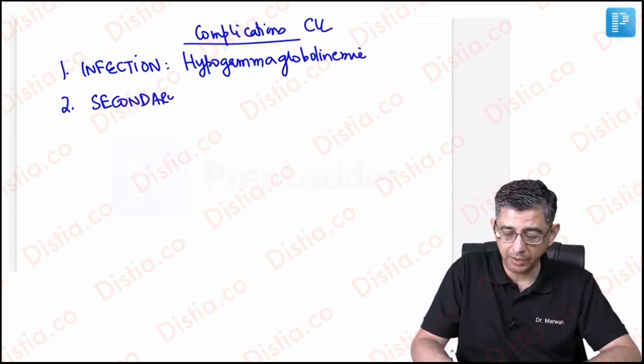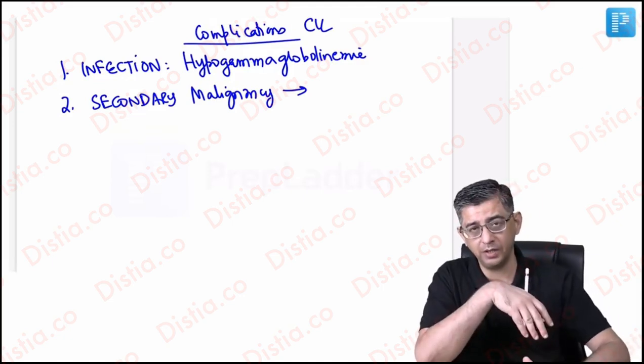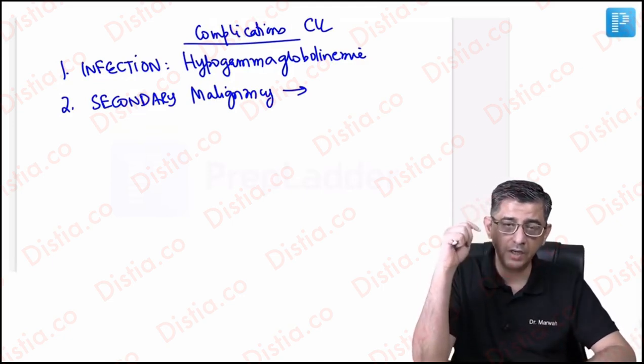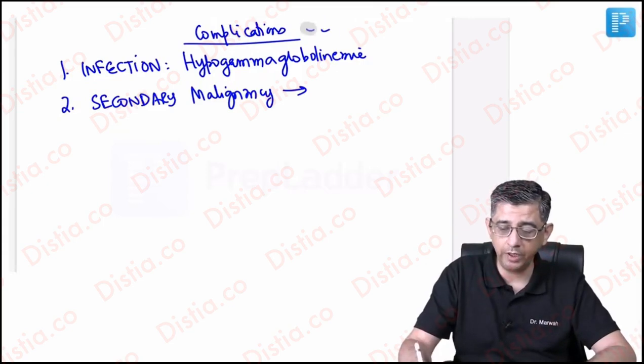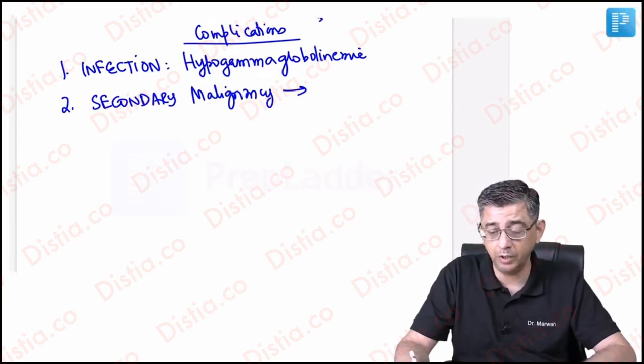You see, secondary malignancy traditionally means that you are giving some anti-cancer drug to the patient for treatment of a particular cancer, and then he ends up with development of a new cancer. The concept of secondary malignancy I have specially discussed in acute myeloid leukemia as well, so I want you to listen to the secondary malignancy component in acute myeloid leukemia also.